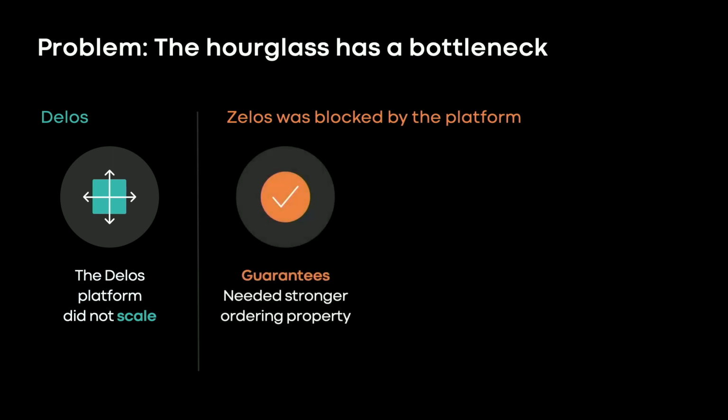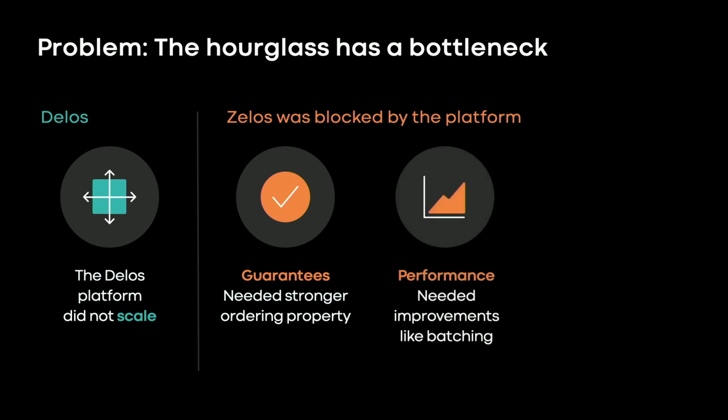First, Zealous needed guarantees that Delos table did not provide. So Zookeeper has this session ordering property that's stronger than linearizability within a session. And we needed to provide that. Delos table does not need this property, and hence the Delos platform did not provide it. Second, to replace Zookeeper at Facebook, Zealous has to achieve performance parity with Zookeeper.